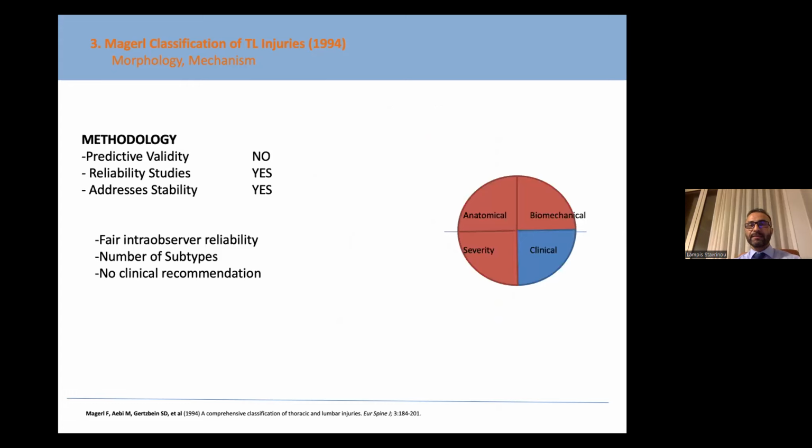Now, again, it is a rather ripe classification system. There are reliability studies, so we know it's reliable. It does address stability, which is basically our main concern when we see such a fracture. The first thing we ask ourselves is, is it stable or not? So its stability is inferred through the Magerl classification. But then there are so many subtypes, again, that practicability is reduced, and the classification itself offers no clinical recommendation in correlation to the severity of injury.